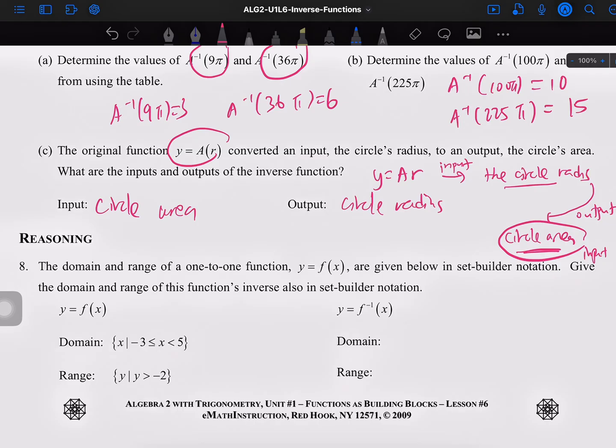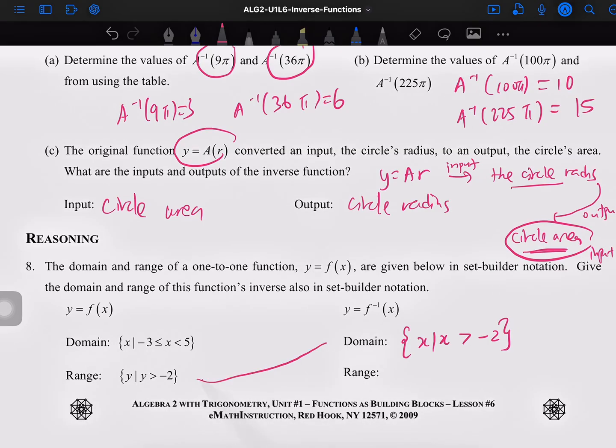The domain and range of a one-to-one function y equals f(x) are given. Give the domain and range of the inverse. So if it is f inverse, the domain will be x larger than -2. So this one becomes this, and this one becomes this.